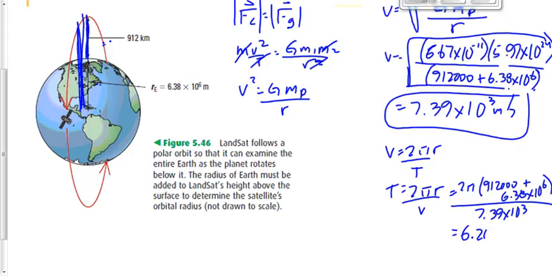What would my units be here? If I use standard units through this whole question, then I'm going to get standard units for an answer, right? 6.20 times 10 to the 3 seconds.